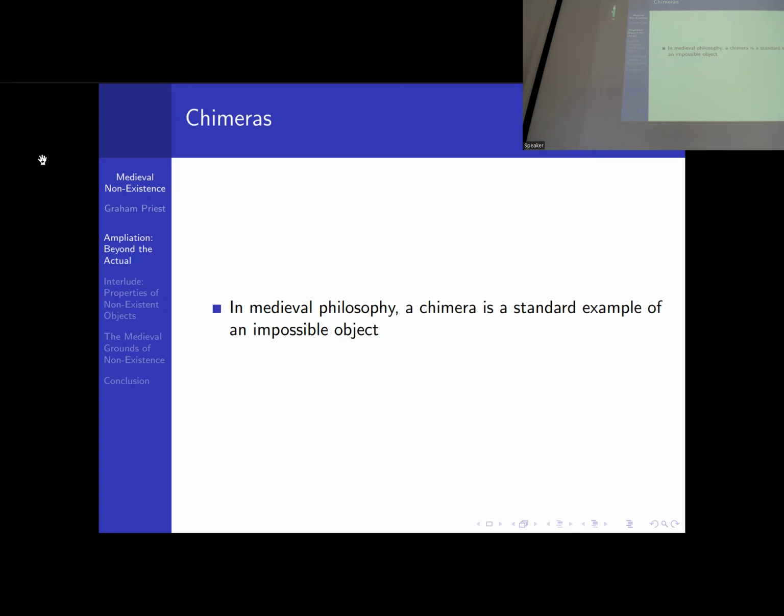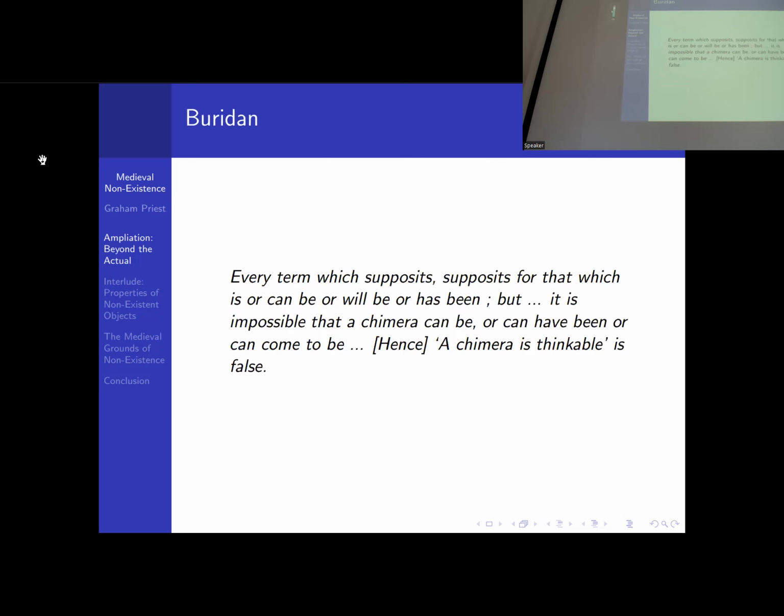So, can you imagine a chimera? Well, some guys think no. So here's Buridan again. "Every term which supposits, refers, supposits for that which is or can be, or will be, or has been, but it's impossible that a chimera can be, or can have been, or can come to be. Hence, 'a chimera is thinkable' is false." So there's the intensional verb. The verb in this sentence is in the passive, but it's an intensional verb. And the noun phrase, a chimera, does not refer to anything, because you cannot refer to impossible objects.